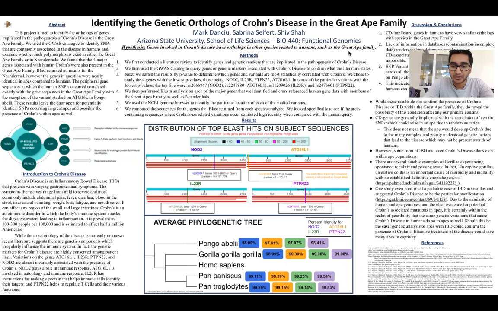First, we conducted a literature review to identify which genes are implicated in the pathogenesis of Crohn's disease. We then used the GWAS catalog to determine common variants, or SNPs, that are associated with each of these four genes. And for each of the four genes we studied, we identified one variant based on its p-value. We then performed a BLAST analysis of each of these four genes onto the great ape family. Finally, we used the NCBI genome browser to identify the location of the variant in human genes to direct us to where in the ape gene a potential variant could emerge to cause Crohn's disease.